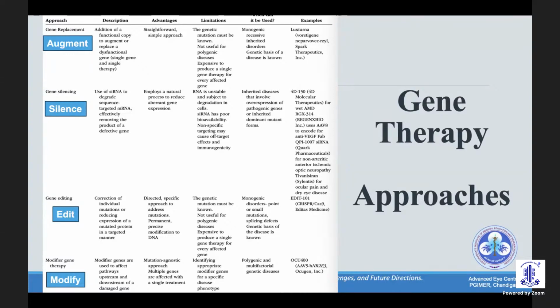Between augmentation, silencing, editing, and modifying, the first 3 that you see are very gene specific. So if you have one particular gene, you need to have separate vectors for each of the genes. And gene modification is something that is being developed where you could target a group of disorders, say something which is affecting the rod function or the cone function as a whole, rather than having a very gene specific therapy, which could on paper be more economical than the other therapies.